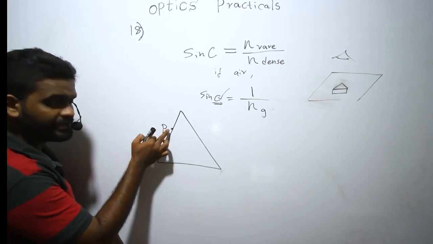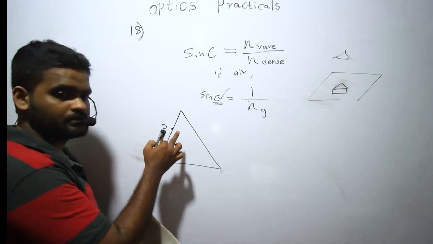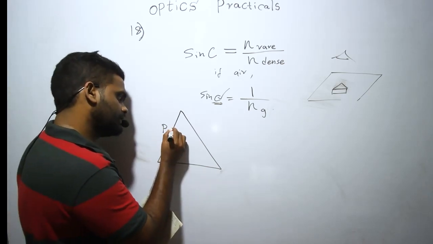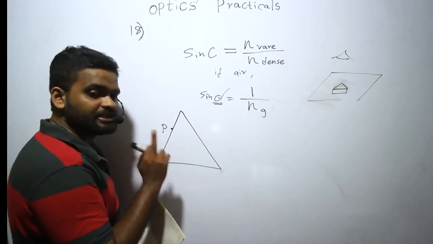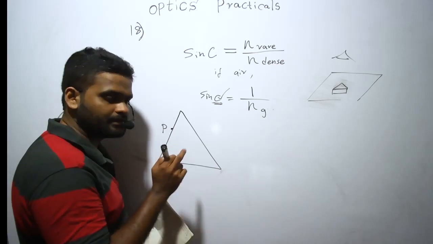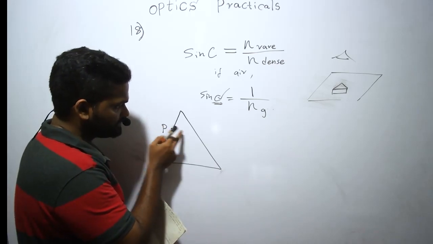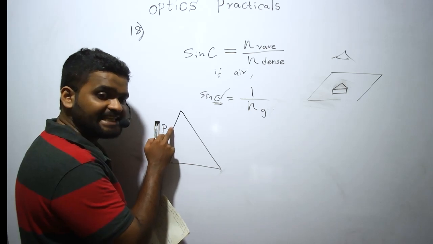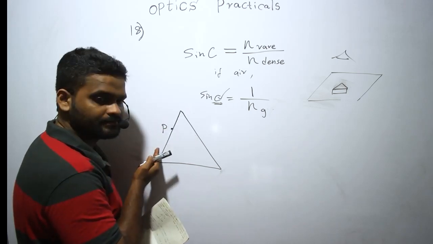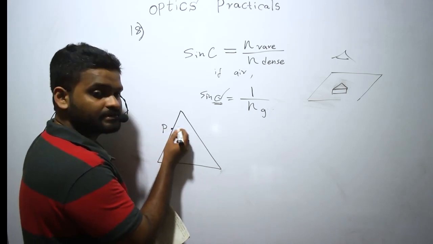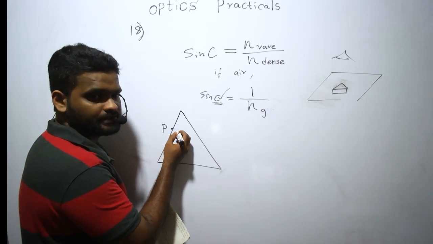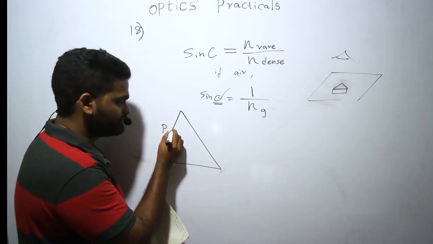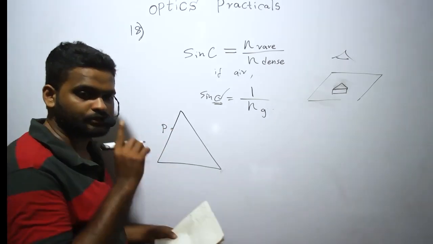So that's why you need an optical pin for this one, right? Okay. So in this practical, in order to prevent the refraction of light rays coming from this pin, you need to place the optical pin in contact with this side. So it won't get refracted, right? It won't get refracted when you place it in contact. So that's the first point.